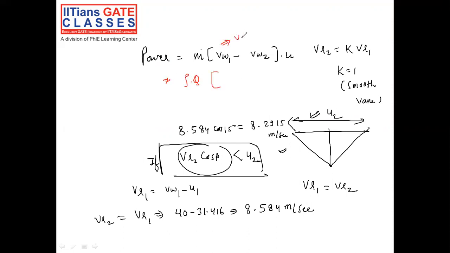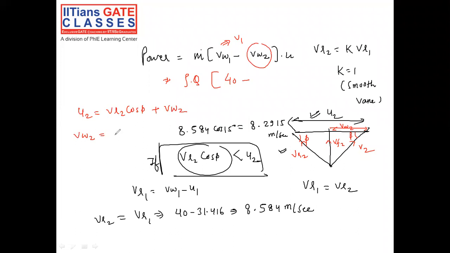V omega 1 is also equal to V1, that is 40, minus V omega 2. How to calculate V omega 2? If you look at the triangle, this is VR2, this is phi, this is VF2, and this is V2. And this component is V omega 2. How to calculate V omega 2? That is the question. So U2 is equal to VR2 cos phi plus V omega 2. From here, you can calculate V omega 2.